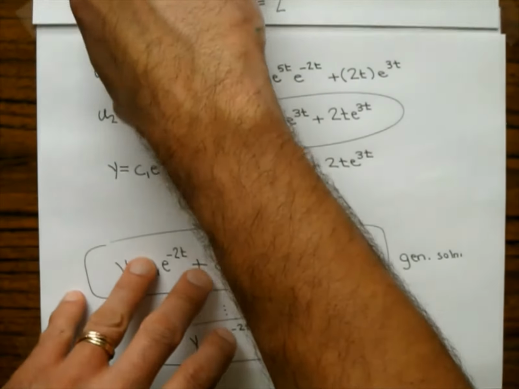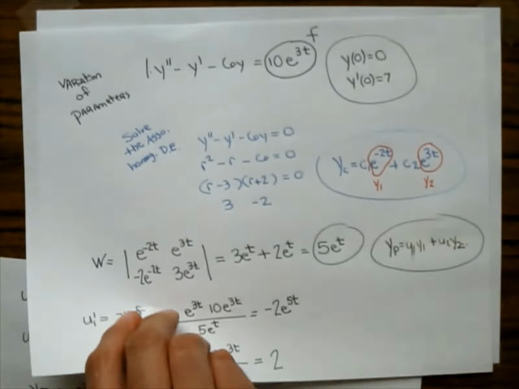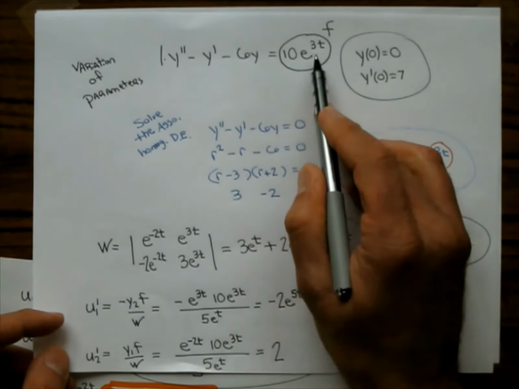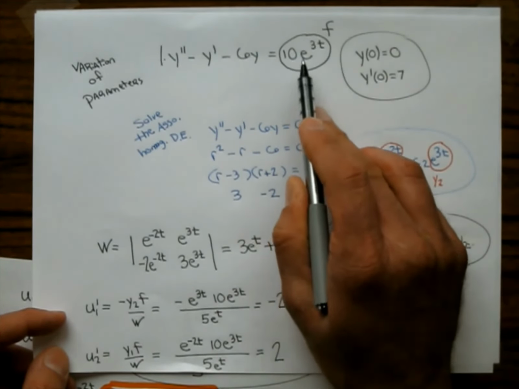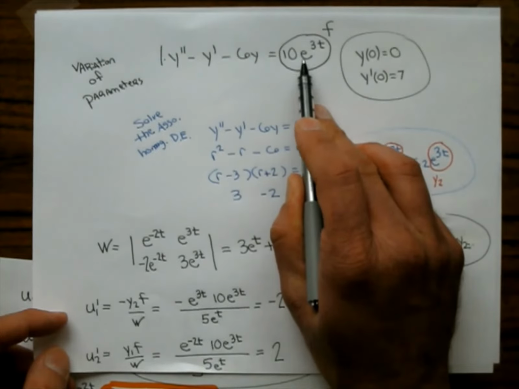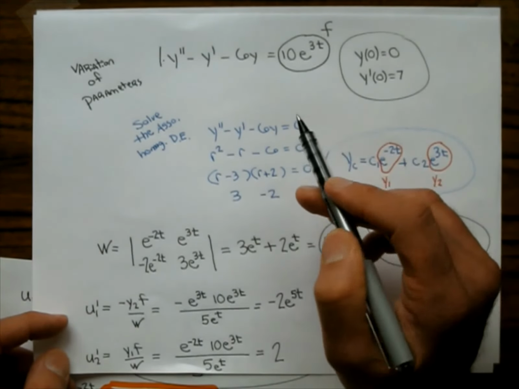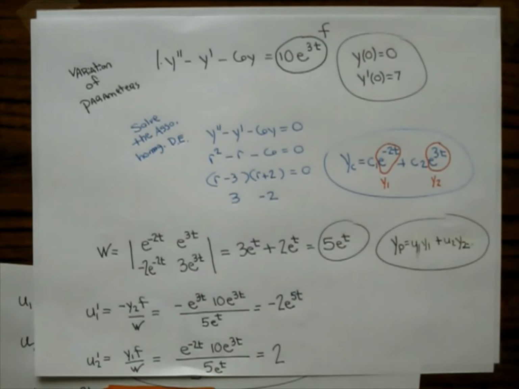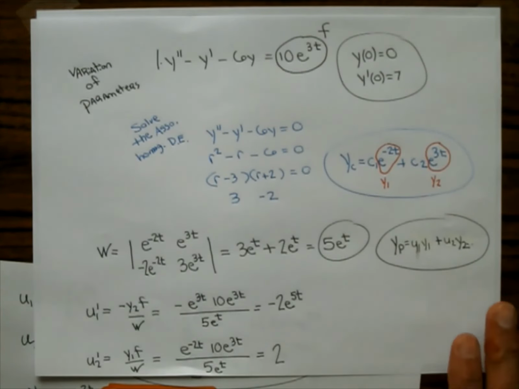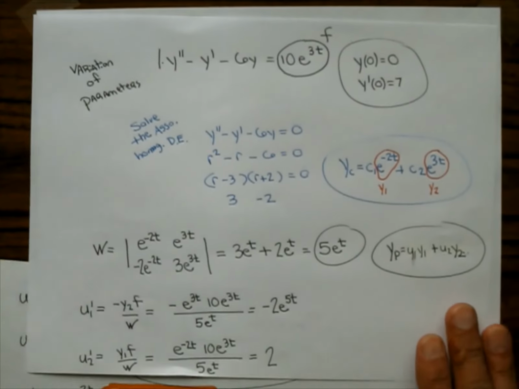Now, you might be saying, well, why do you use the variation of parameters? The variation of parameters would be good if this said e to the 3t over t, or some driving function that you cannot annihilate using annihilators. So variation of parameters is a very strong method. Annihilators gets things done pretty quickly when you have some common driving functions.